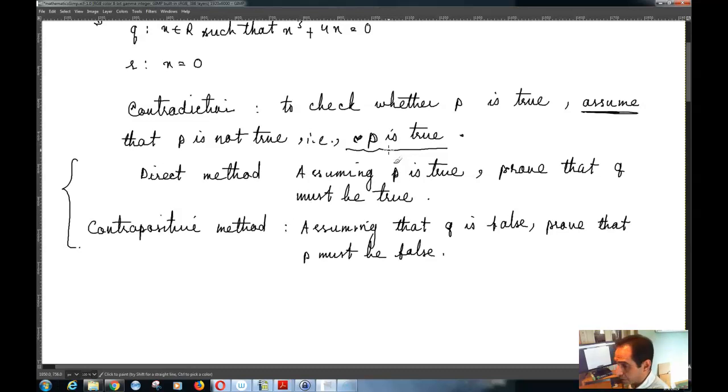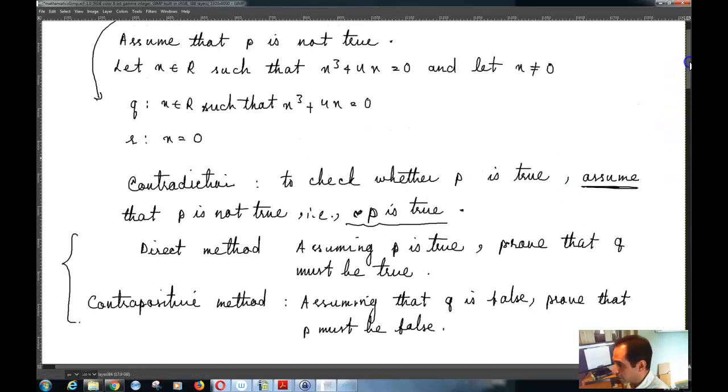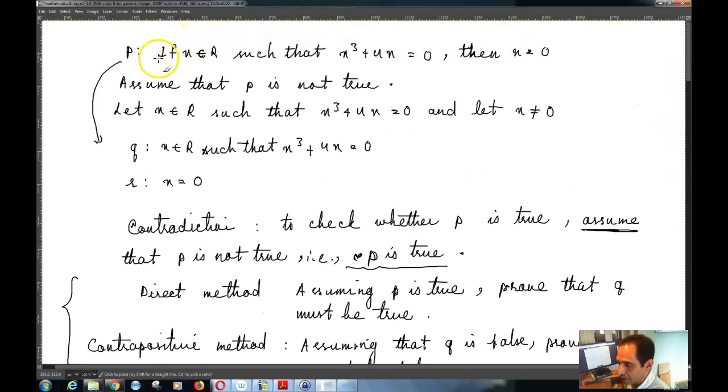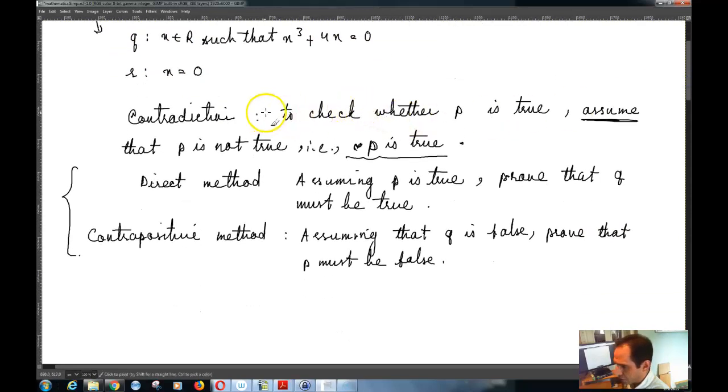Now again, the statement that I had was that if x belongs to the set of real numbers such that x cubed plus 4x is equal to 0, then of course x is equal to 0. This is the statement that I want to prove to be true. I have broken this down into Q and R, the if clause and the then clause. Now in the method of contradiction, I have to check whether P is true, right?